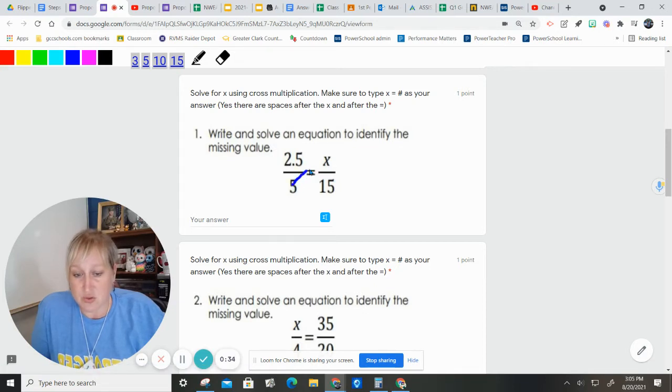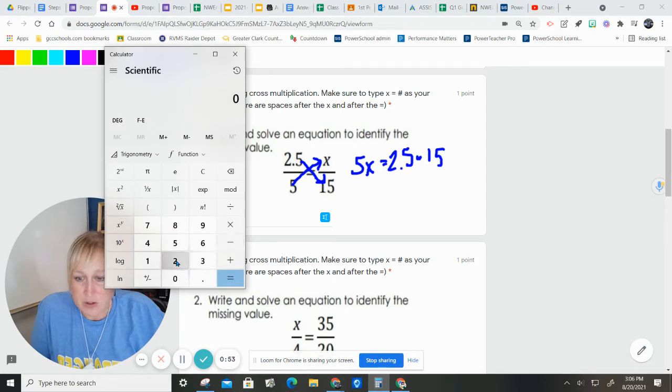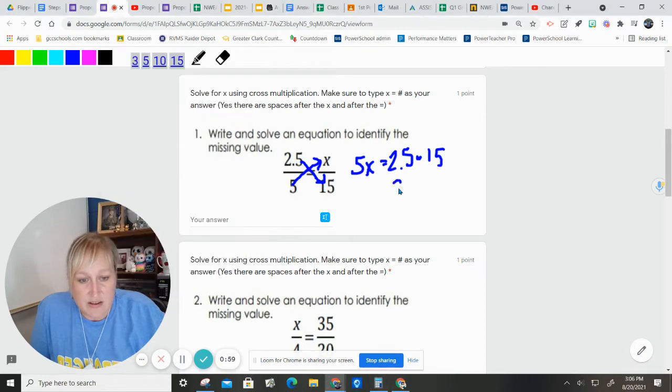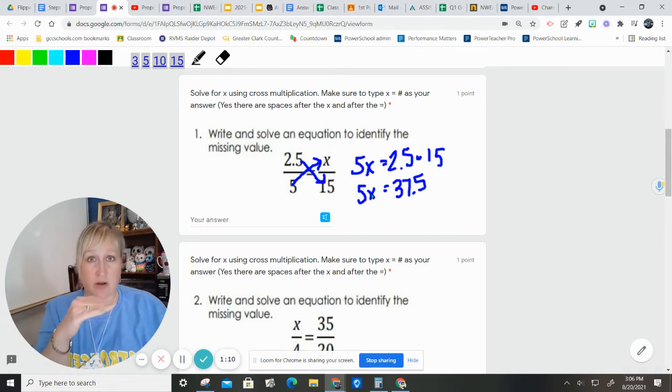So the first thing I'm going to do is cross multiply this way and put it on one side of the equal. So this means 5 times x equals the cross multiplication on the other side, which is 2.5 times 15. I'm going to use my calculator. 2.5 times 15 equals 37.5. I want you to notice my organization. I do one step, rewrite it. Another step, rewrite it. Another step, rewrite it.